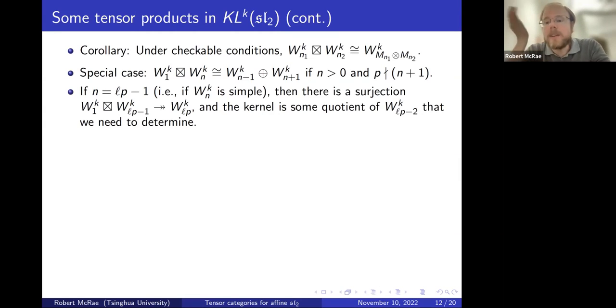So for example, that means under some conditions, the fusion tensor product of Weyl modules is just the Weyl module that's induced from the tensor product G module. So a special case of that is if we use a special Weyl module WK1, then we get a direct sum of two Weyl modules in most cases. And in this case, these conditions turn into the condition that, again, this n plus 1 here is the dimension of the SL2 module.